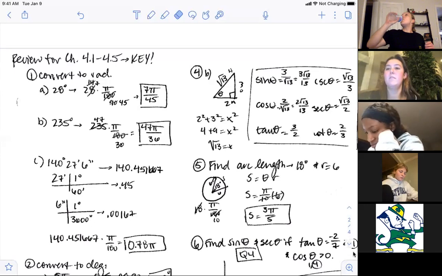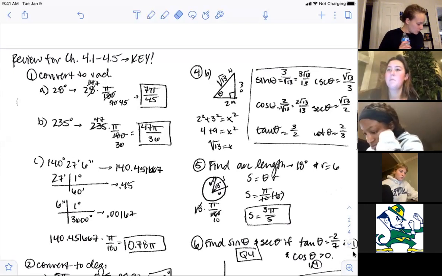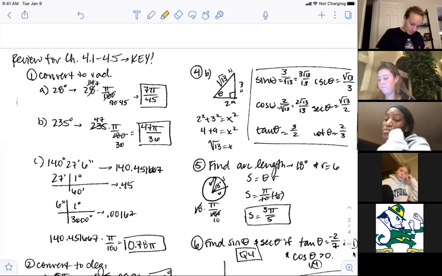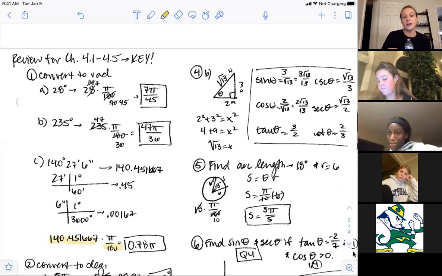Okay, perfect. So how did you get a 0.78? I did the same thing you did just now on the work, but I didn't get that. Did you do 140 point whatever divided by 180? No, I think I did that times pi and then divided by 180. That's it. Because I want pi in your answer, don't multiply by pi, just do the 140 point whatever divided by 180. And that's what I want. Okay.